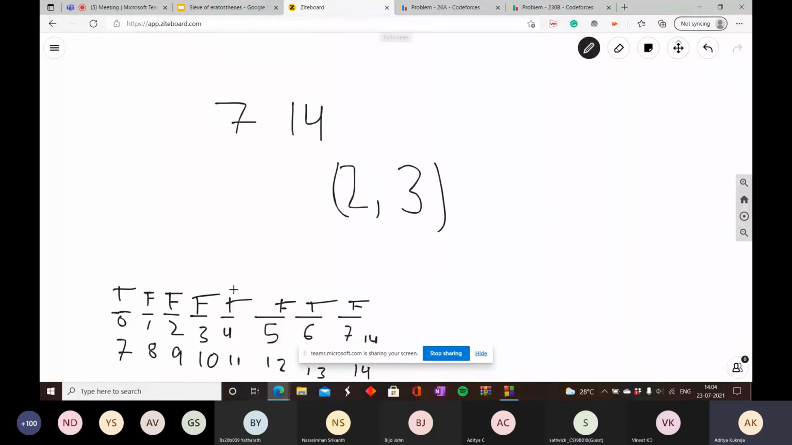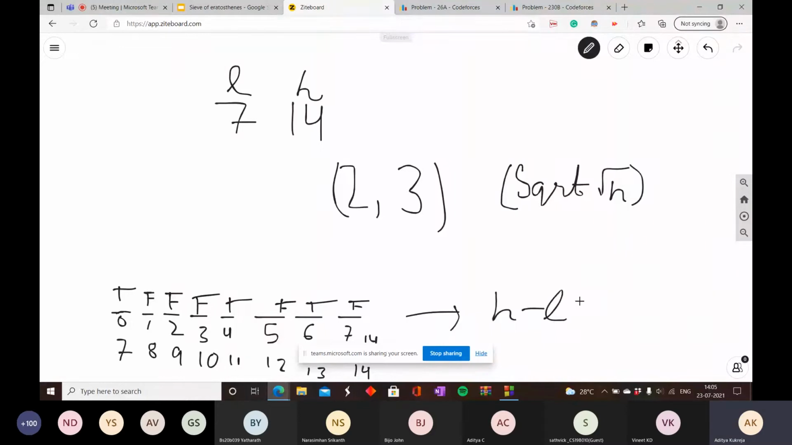So what we're doing here is, we have generated an array of prime numbers 2 and 3. The size of this is the floor of square root of h. h is this number, l is this number. So you've generated one array of size floor of square root of h, and another whose size is h minus l plus 1. Now suppose you're given a very high number, like if h is 10 raised to 9 and l is 5 into 10 raised to 8 or something like that.